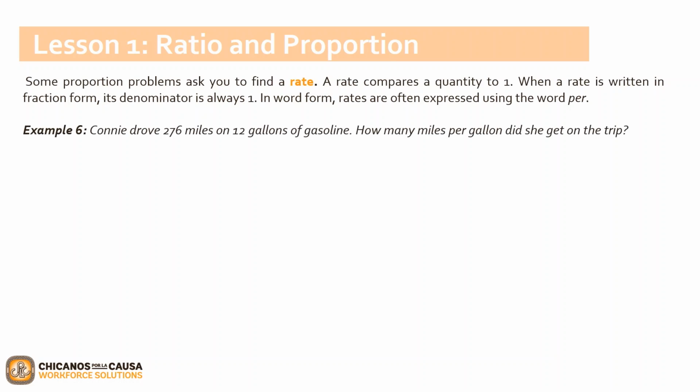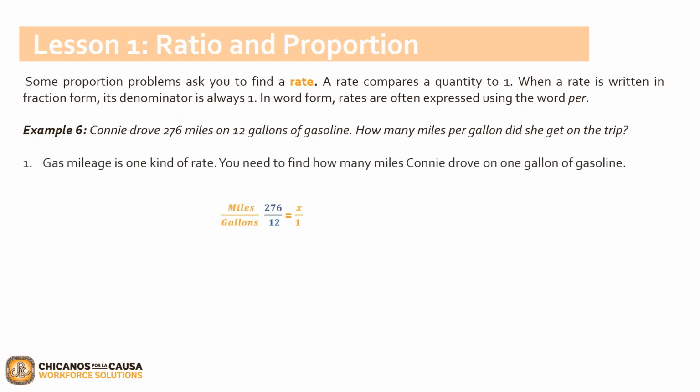For example 6, it says, Connie drove 276 miles on 12 gallons of gasoline. How many miles per gallon did she get on the trip? In order to solve and answer this example question, we first need to find how many miles Connie drove on 1 gallon of gasoline.